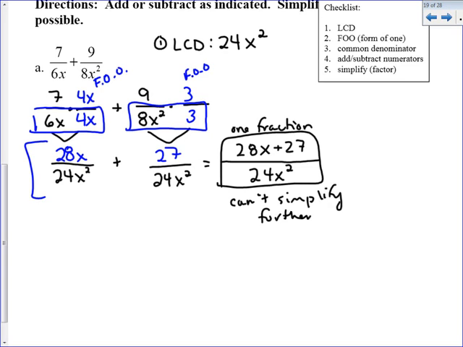So the real work in this particular problem was just getting to that common denominator so we could write it as one fraction. Sometimes you've got to go further than that. But if you can't factor your answer, you cannot simplify it. If you can't factor it, you can't simplify it. Questions?